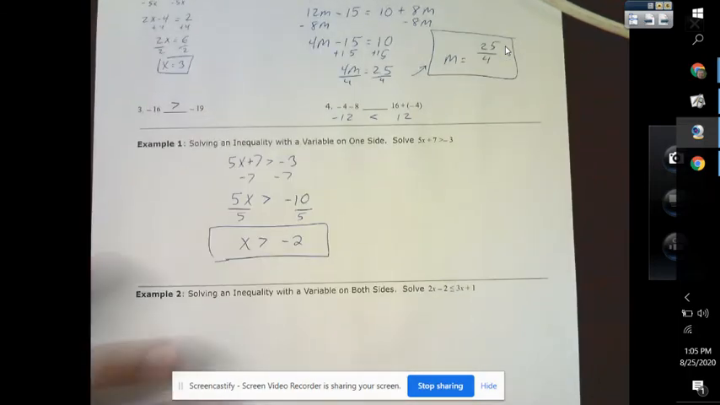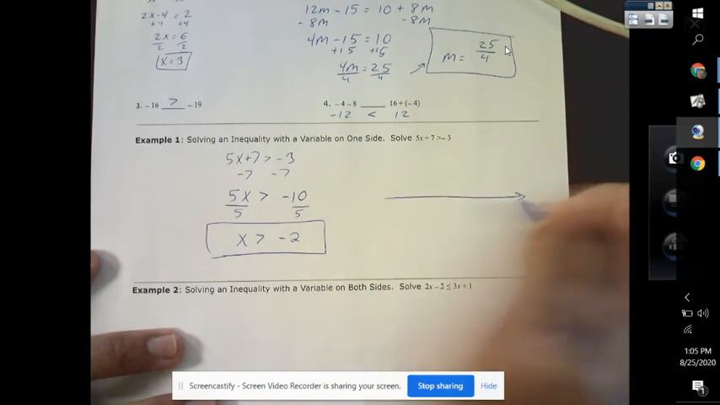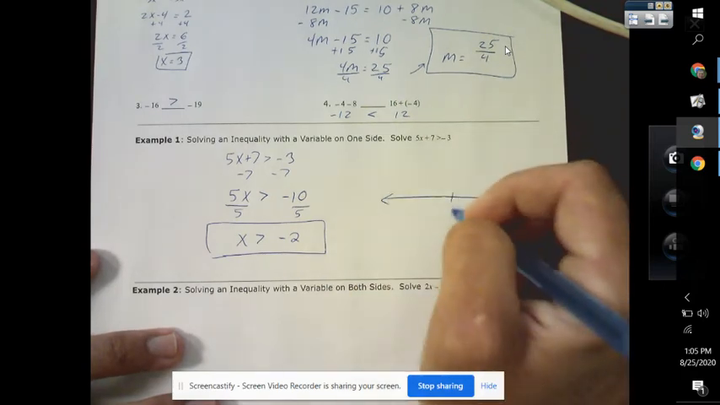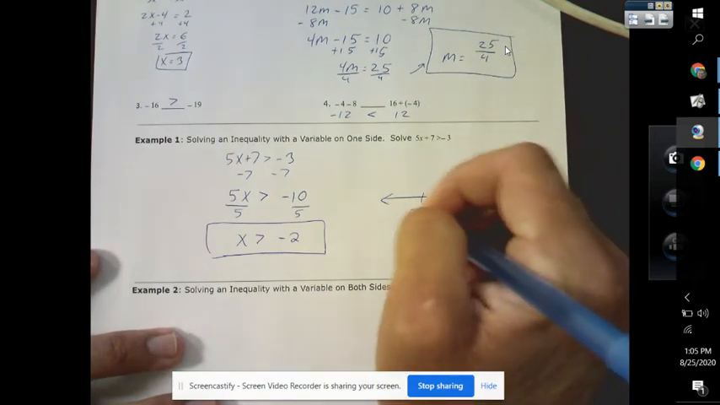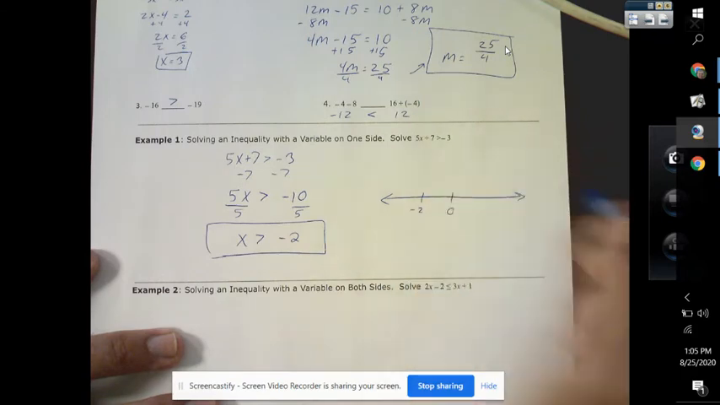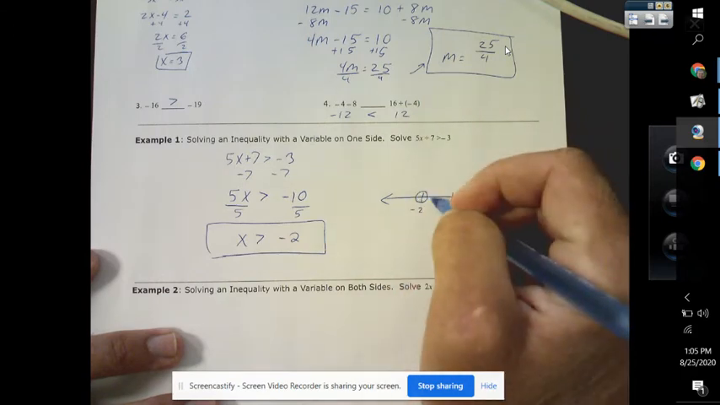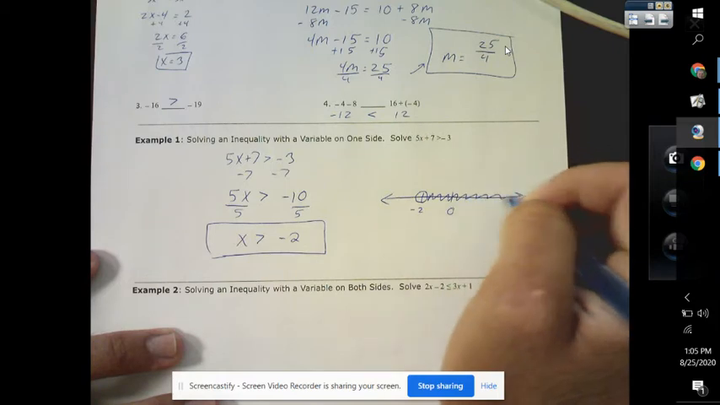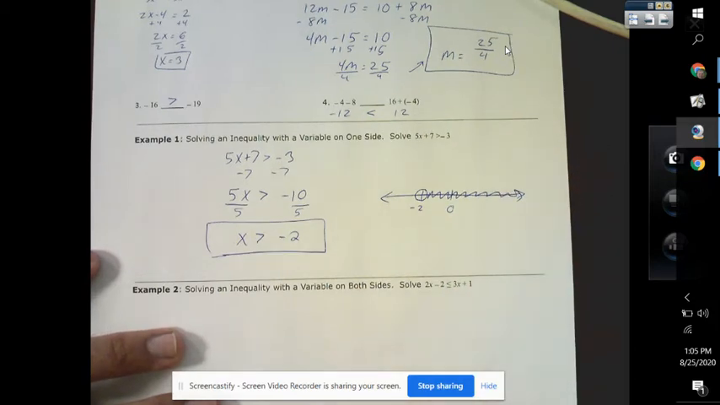All right. If they were to ask you to graph this, which the directions don't say, but in case you ever have to, there's 0 on my number line. There's negative 2. Because it's greater than, it's an open circle there. Greater than is to the right of it. Set to go. Okay. Very nice.